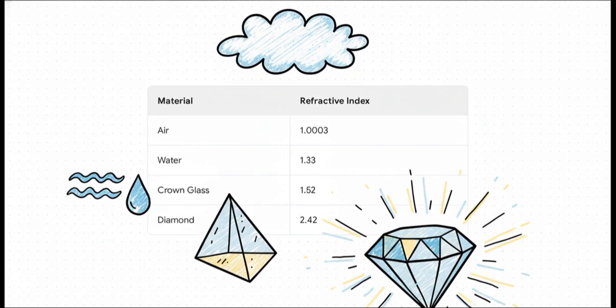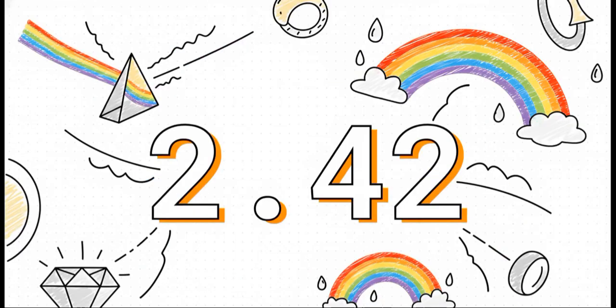So let's look at the scoreboard for a few common materials. Air has a score of pretty much 1, which means it barely slows light down at all. Water comes in at 1.33, glass is a bit higher at 1.52, but then you get to diamond, 2.42. That is a seriously high score on the light bending scale, and this one little number is the key to one of the most beautiful things in nature.